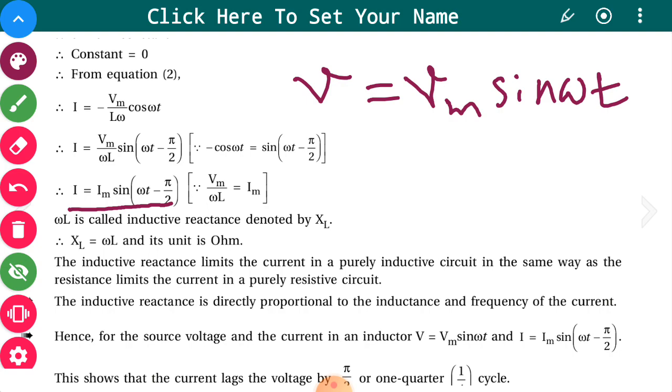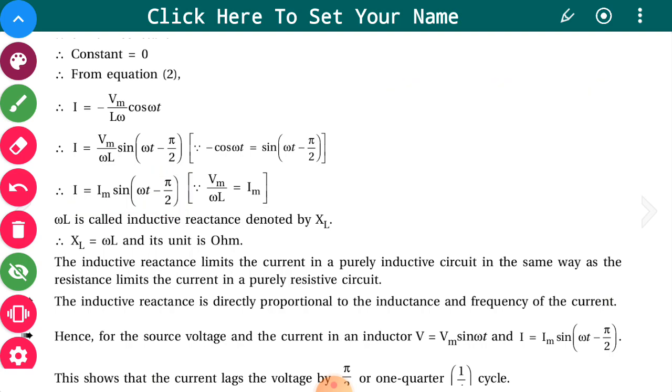Both have sine functions, but there is a phase difference of pi by 2. You can see here it is sine omega t, whereas here it is omega t minus pi by 2. So this current has a phase 90 degrees less than the voltage, we can say. And this value, which is taken here as omega L, is named the inductive reactance.